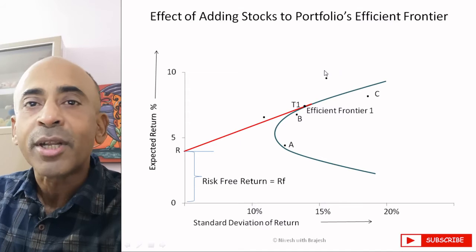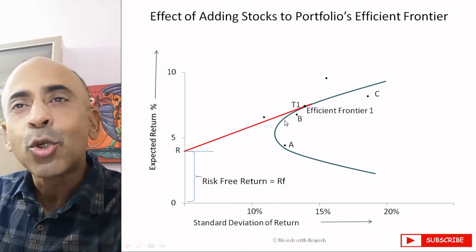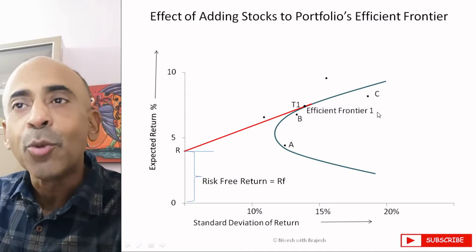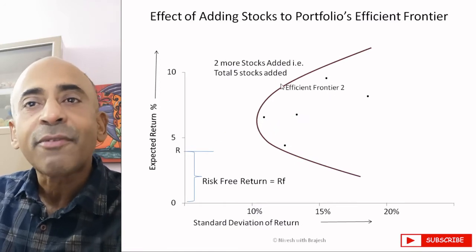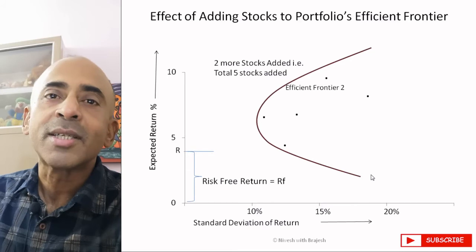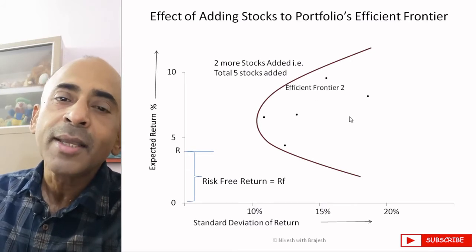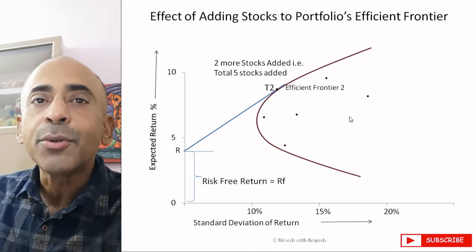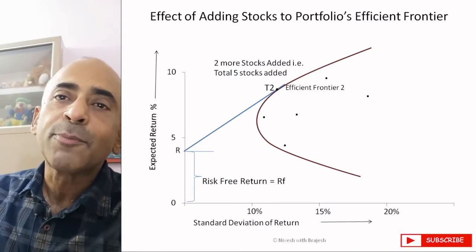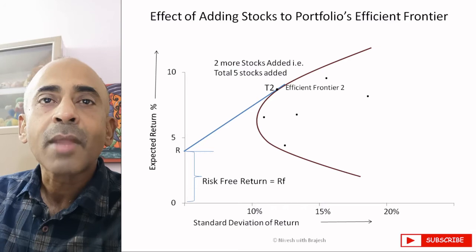Let's see the same with more examples. Now let's add 2 more points. Let's again draw a new bullet curve. Now notice how the new bullet curve for these 5 points has moved upwards and leftwards with respect to the efficient frontier 1. Now let's call this efficient frontier 2 and the associated tangency portfolio as T2.